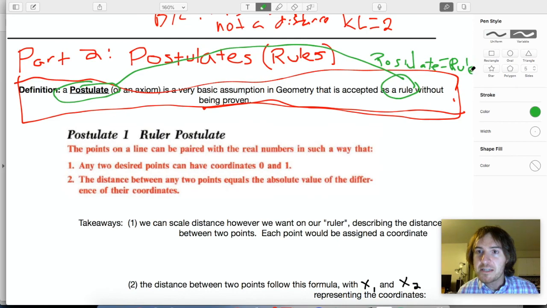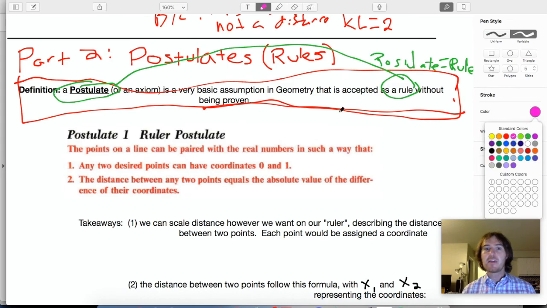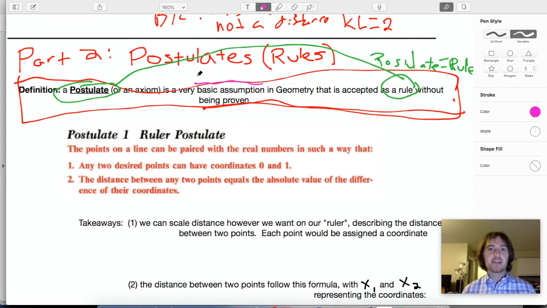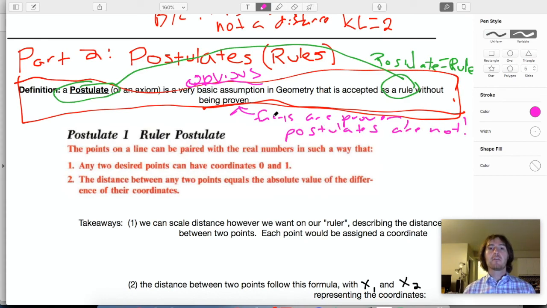So you might want to know what the difference is between a fact and a rule here. The difference is that a postulate is a very basic assumption. It's something that is so obvious, almost like common sense, that we just accept, that everybody knows has got to be true. But it can't be proven, because facts are proven. We're going to get to proofs later, and postulates are not.